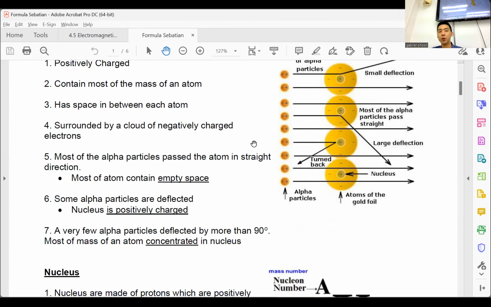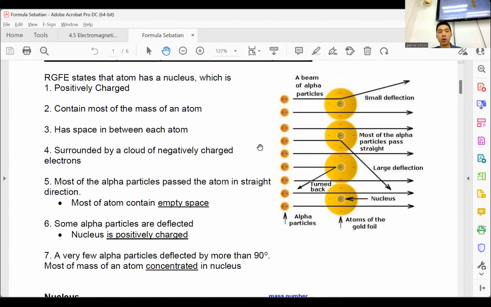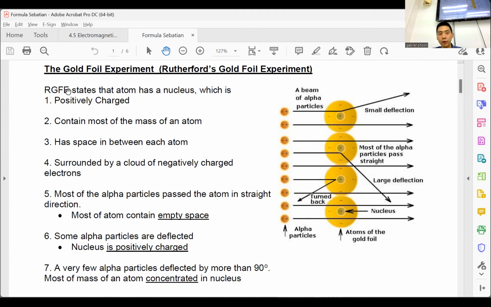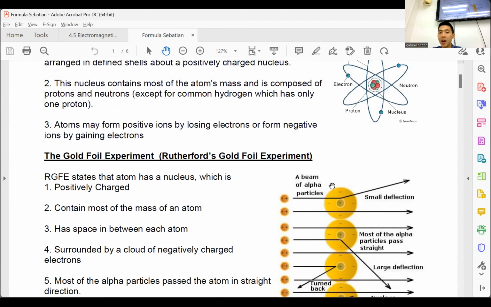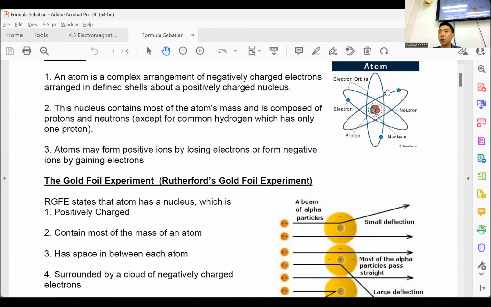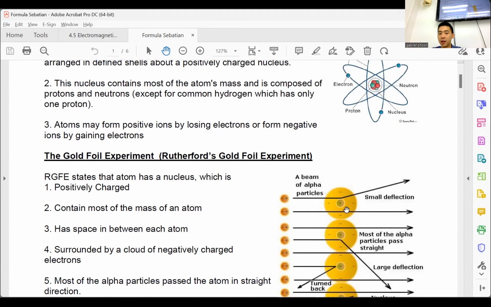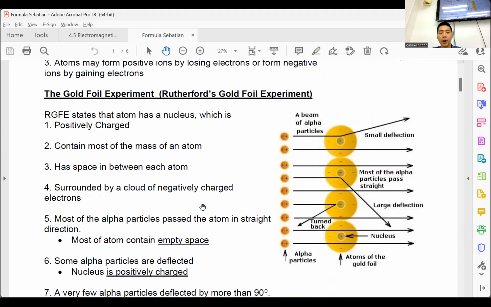So if you look at the statements, which is literally everything I said in a more structured manner, Rutherford's gold foil experiment states that the atom has a nucleus that is positively charged, contains most of the mass of an atom, and has space in between each and every atom, surrounded by a cloud of negatively charged electrons. Okay, which is just an enhanced version of what we taught here, right? Just that electrons are here right now. Okay, it's the same thing, it's just a different representation now, right?